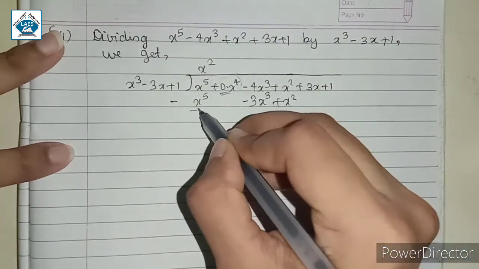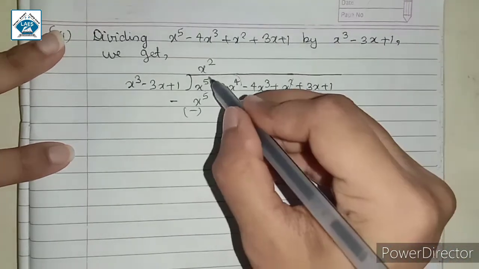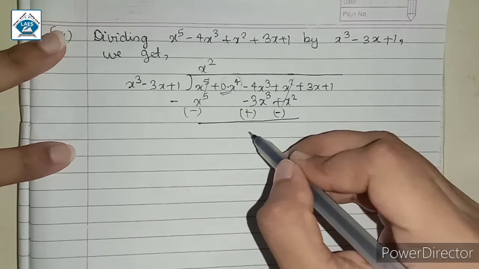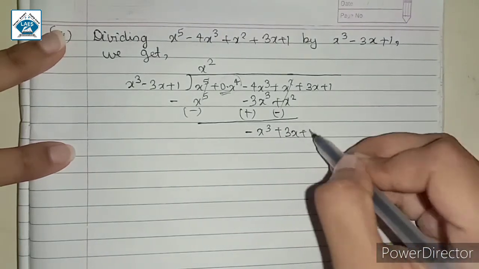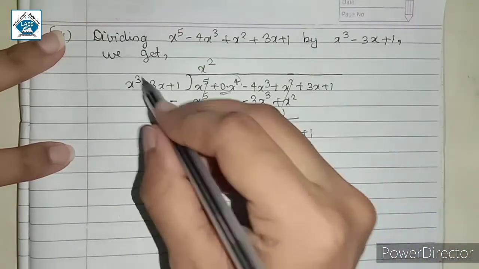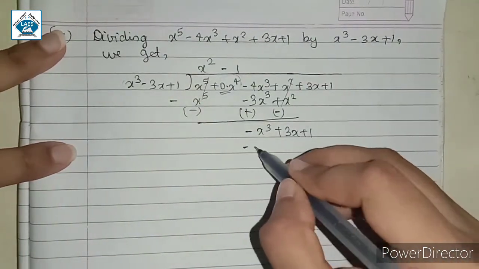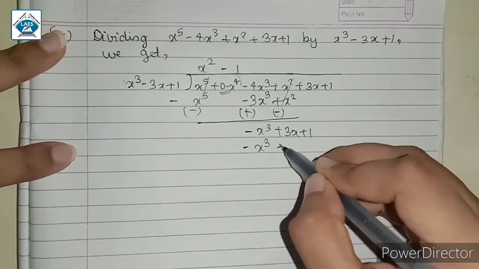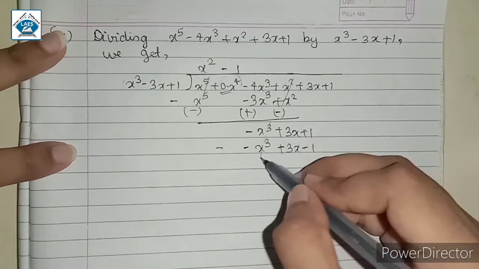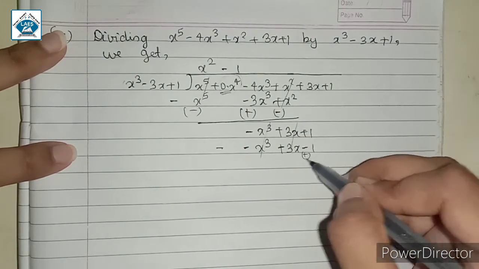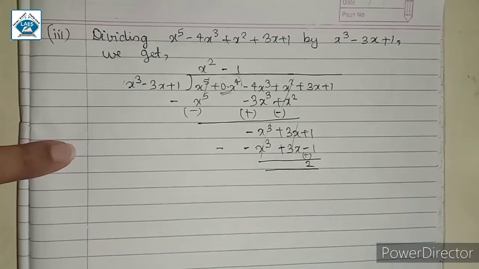Next, plus 1 into x square, we have plus x square. So on subtracting, the sign will change. This gets cancelled and similarly this gets cancelled, and here we have minus x cube and then plus 3x plus 1. For finding the second term of the quotient, we will be dividing minus x cube by x cube, then we have minus 1. So minus x cube plus 3x and this is minus 1. On subtracting, these two terms get cancelled and this becomes plus. So here we have 2. Now the remainder is 2.